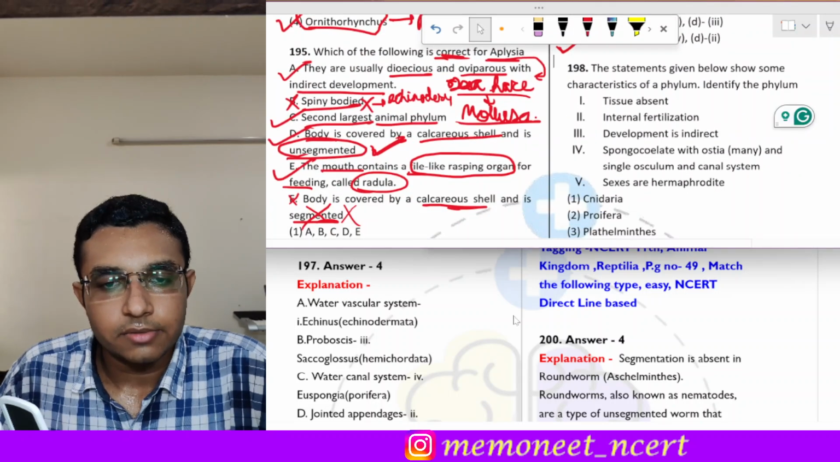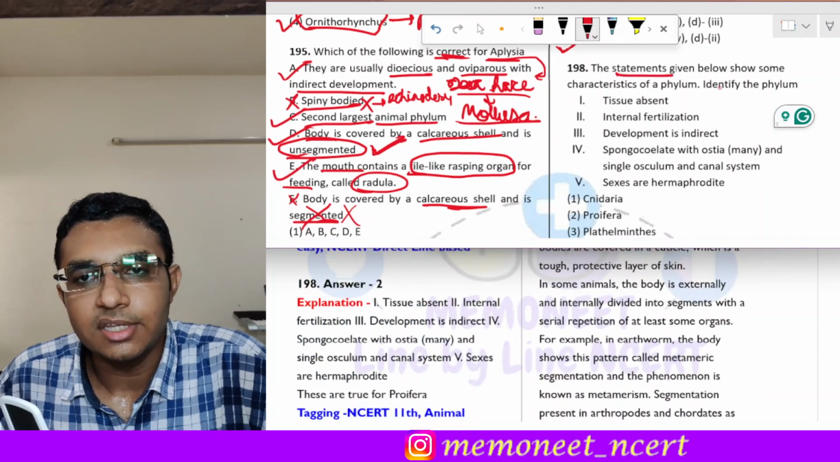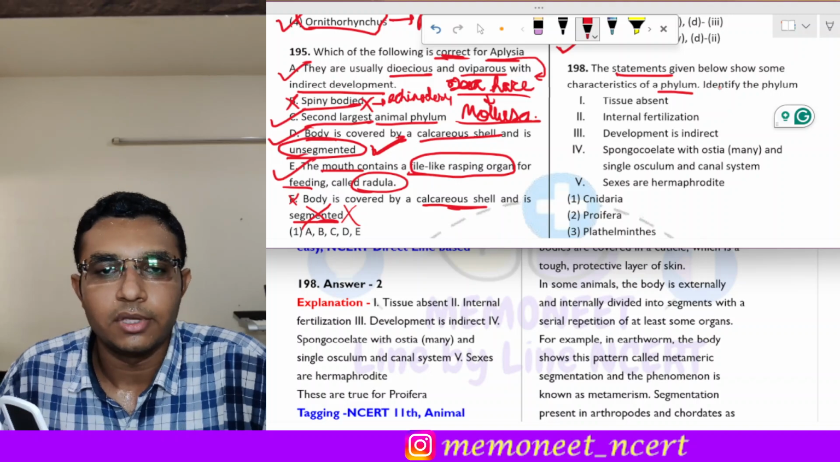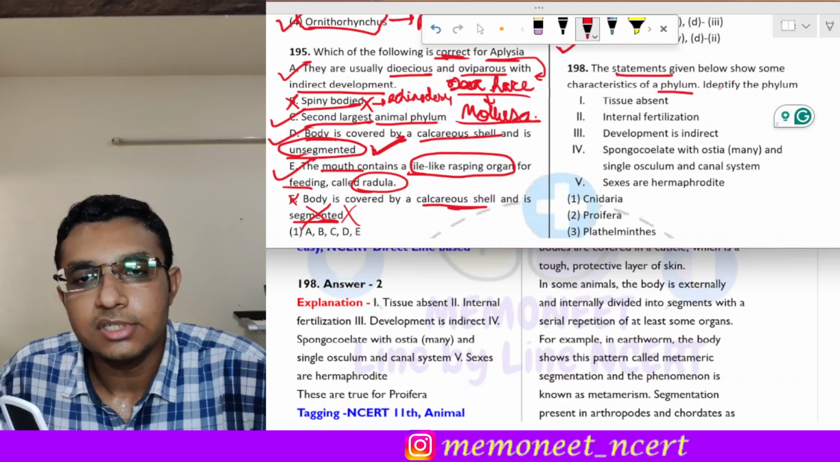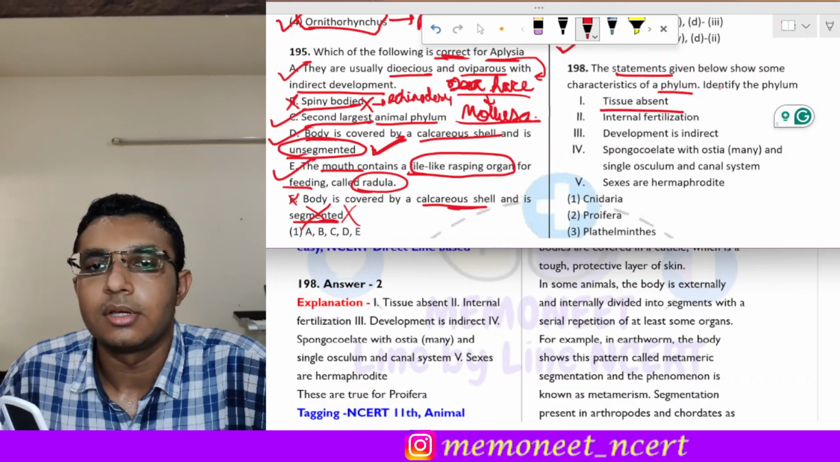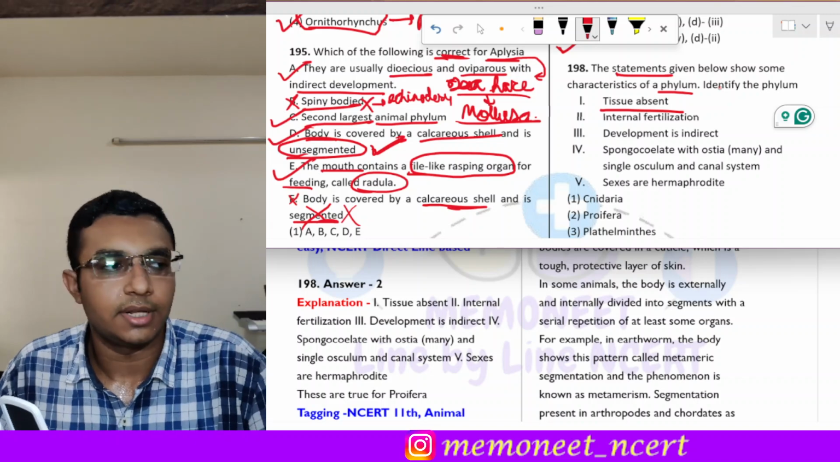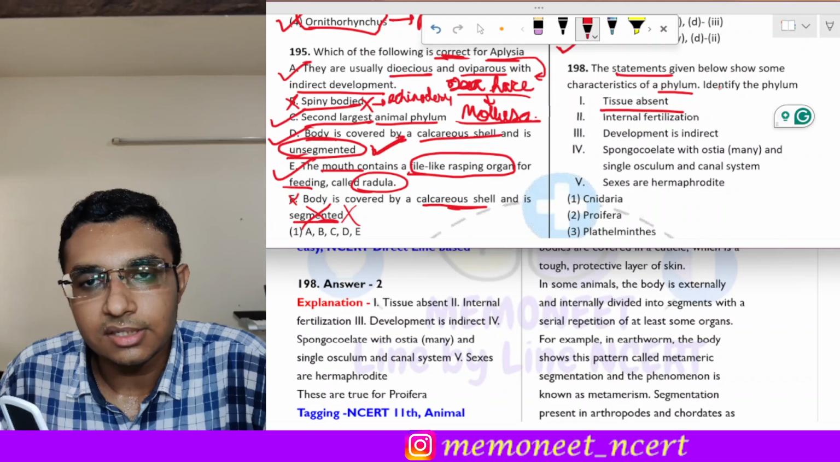Moving on to the next question, that is question number 198. It states that the statements given below show some characteristics of a phylum. Identify the phylum. So from the following characteristics we have to identify the phylum. First is tissue is absent. Now see, tissue is absent means what? It has a cellular level of organization, because cells combine to form tissue.